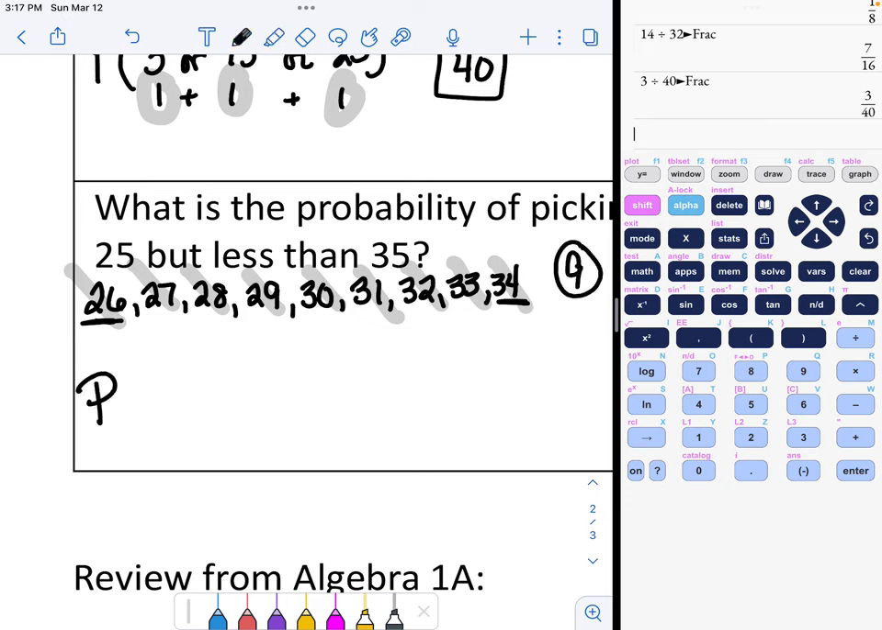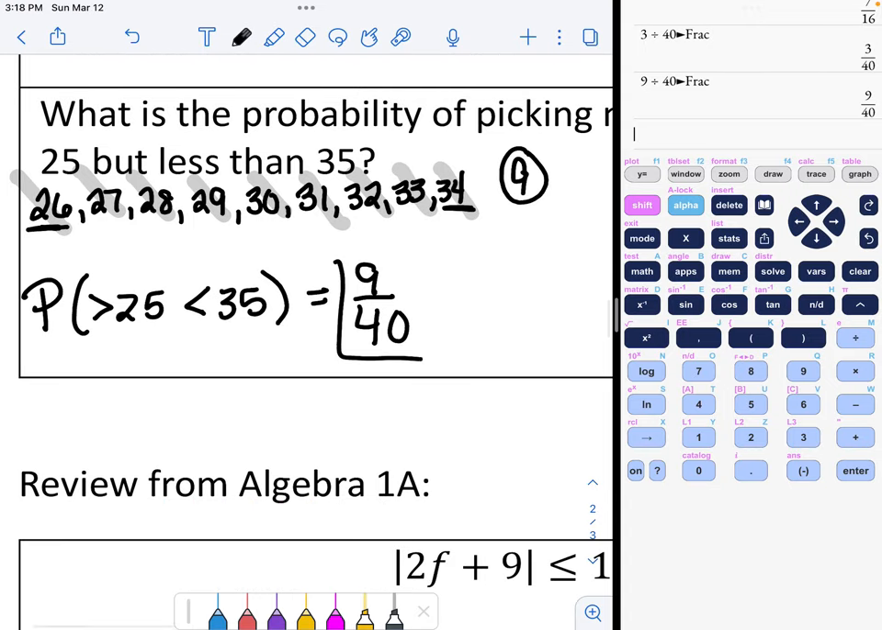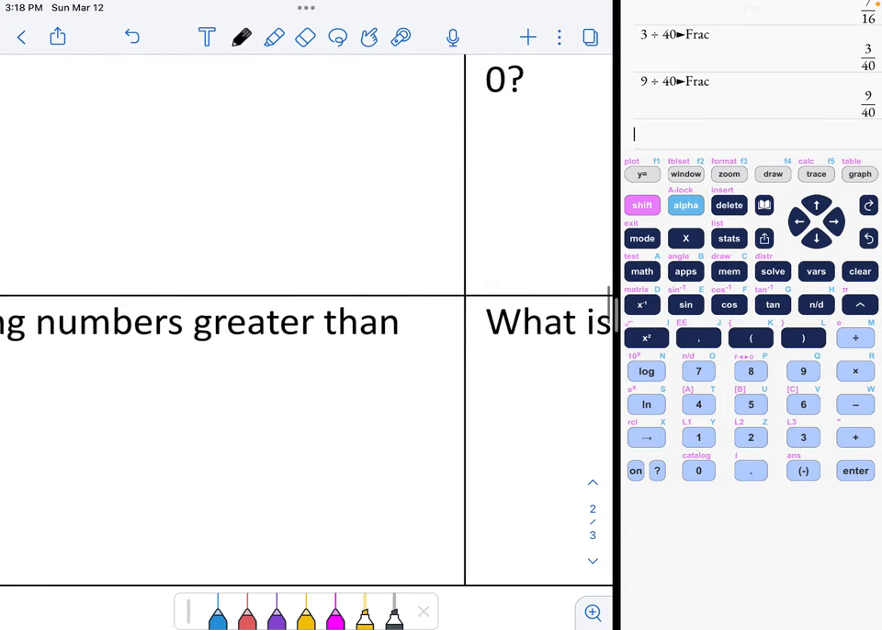So the probability of picking greater than 25 and less than 35, I just wrote that in a lazy way here, is a 9 out of 40 chance. Which I do not believe, well, I know it does not reduce. So it just stays 9 out of 40. So not great. Okay, now let's do this.